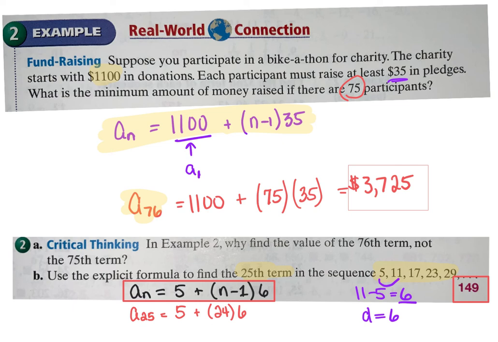So for my explicit formula, I find my common difference first. My common difference is my second term minus my first. 11 minus 5 is 6. That is my common difference. Then I just plug it in. a sub n is going to equal my first term, 5, plus n minus 1 times my common difference. So that's my explicit formula. To find my 25th term, I just plug in a 25. 25 minus 1 is 24. 24 times 6 plus 5 is 149.